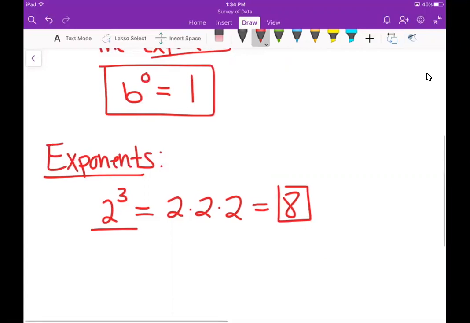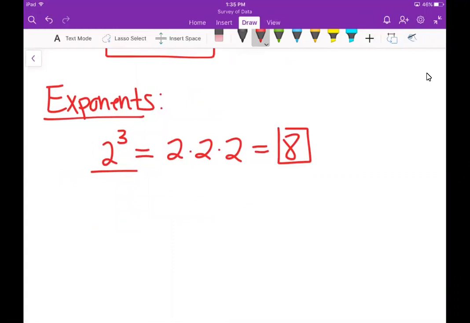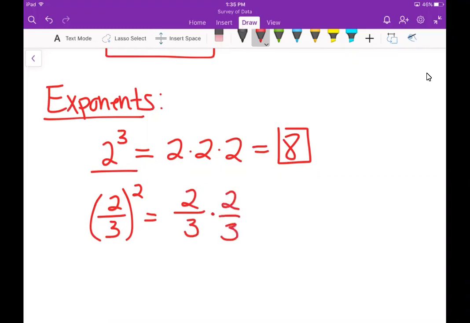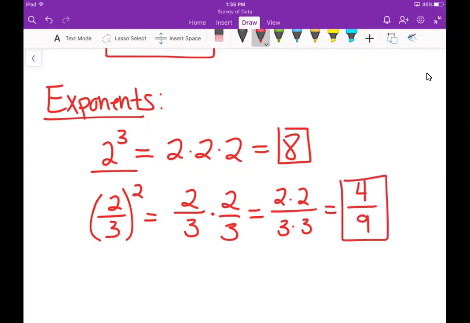We can do this also with fractions. So I could take 2/3 and I could square it. Again, just write out what this means in order to solve for that. It means I need to take that base, which this time is 2/3, and multiply it times itself twice. Remembering that multiplying fractions means that we multiply across, right? So we have 2 times 2 here over 3 times 3. So our final answer for 2/3 squared is 4/9.